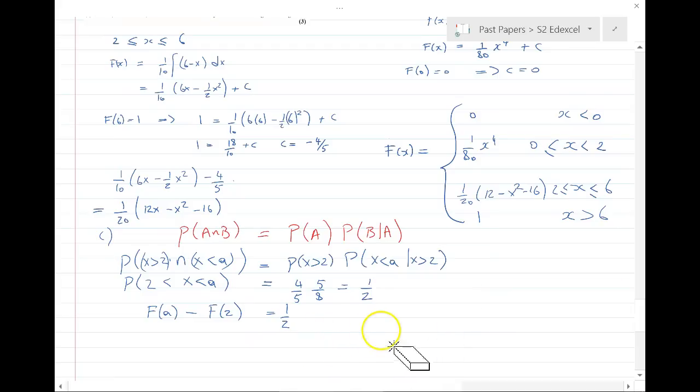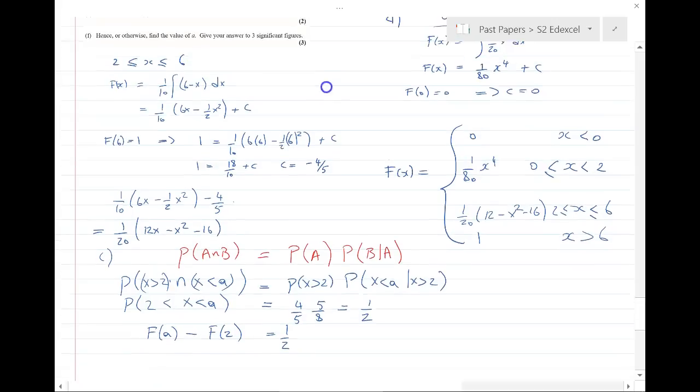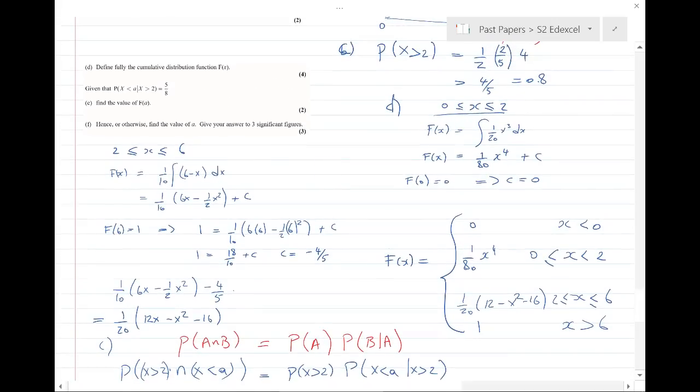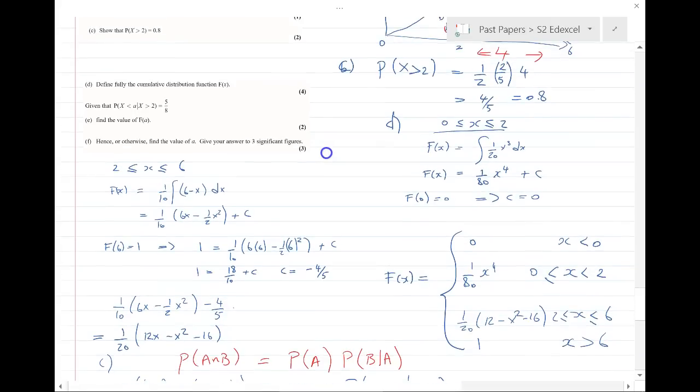Sorry about some of the glitches that are happening here. I'm probably feeling like I'm getting to the end of this. I think it was quite a tough paper. Grade boundaries didn't appear to reflect this as much as I might have expected.